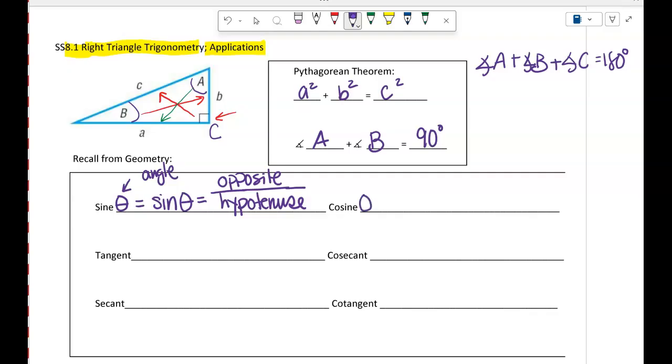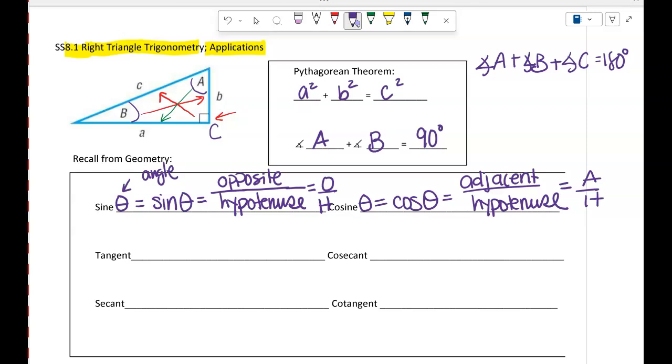Cosine, again, make sure we have an angle. This is your theta, and abbreviation is COS of theta equals adjacent leg divided by hypotenuse. Now, sometimes we kind of abbreviate to make this O over H. And then to abbreviate this, we say A over H.